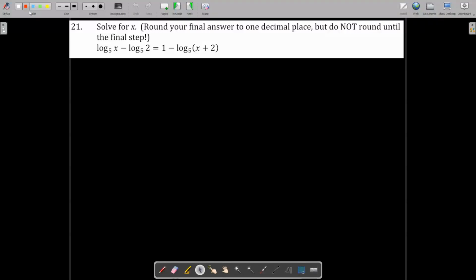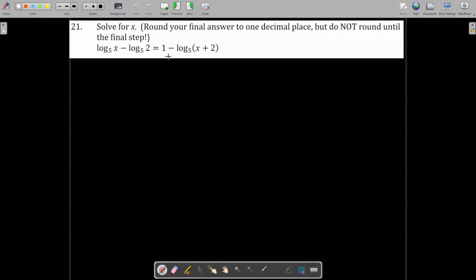Number 21, solve for x. Round your final answer to one decimal place, but do not round until the final step. Alrighty, so we need to get rid of these logarithms so that we can solve for x.